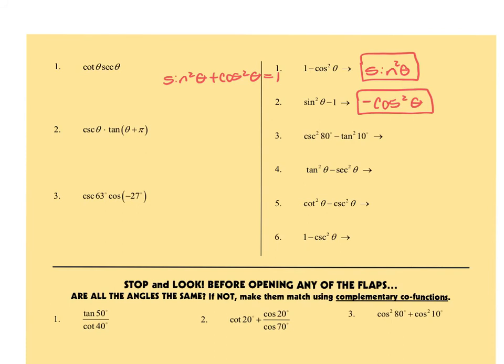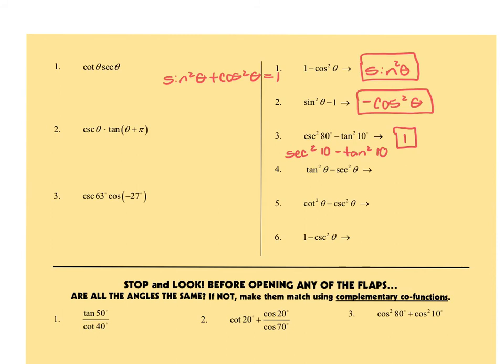Now, on our next one here, notice that our angle measures are not the same. So before we move on, we do need to make those angle measures the same. We notice that they're different, but they are also complementary. So I'm going to use my complementary cofunctions here. I'm going to switch my 80 degrees to my 10 degrees, which means I'm going to switch my cosecant to its cofunction, which would just be secant. So I'll have secant squared 10 minus tangent squared 10, and now that is going to match one of my Pythagorean identities, and if I rearrange that one, that's going to give me a nice 1.